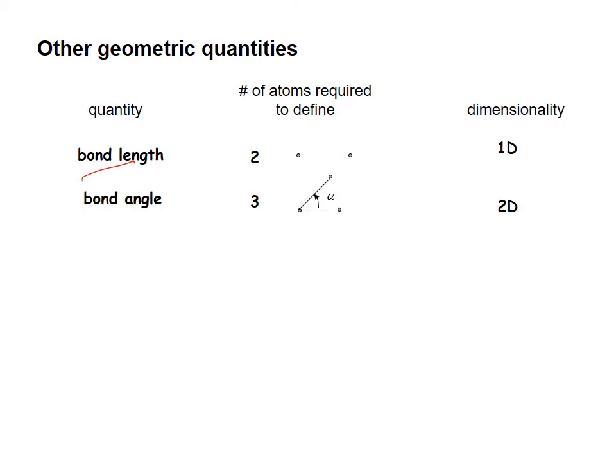The next one that we can get is a bond angle. A bond angle takes three atoms, this one, 2, 3. To define it, we'd have some angle alpha, and because this exists in the plane of the paper, I would say that it's a 2D quantity. One more: if there's a 1D quantity and a 2D quantity, you might imagine that there is also a three-dimensional quantity.